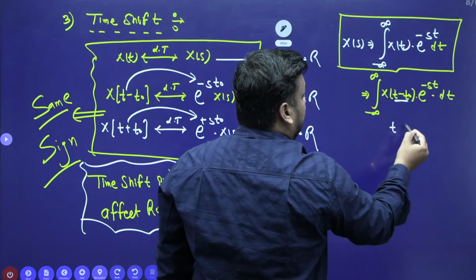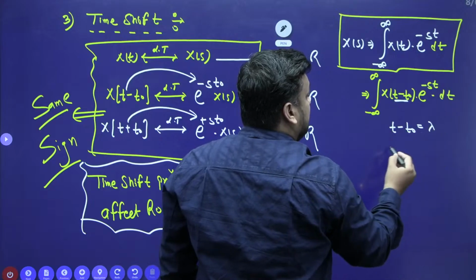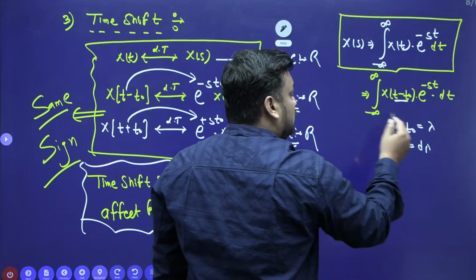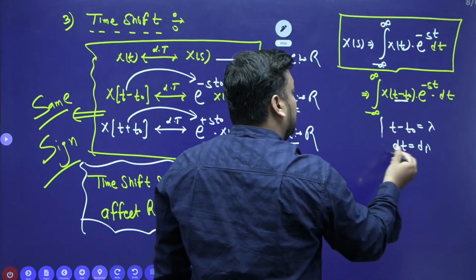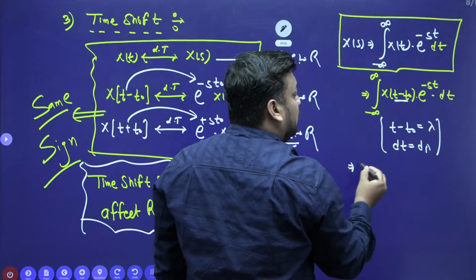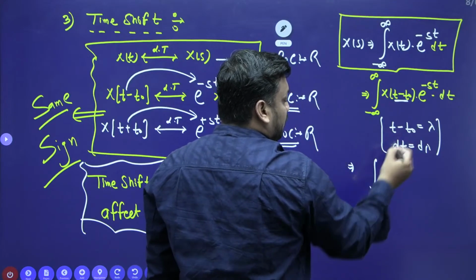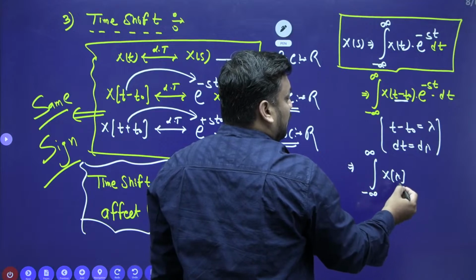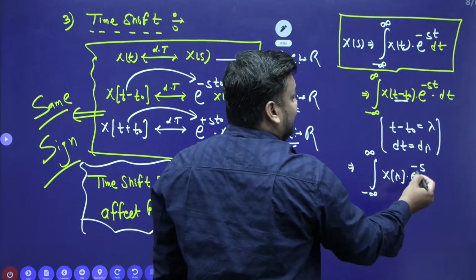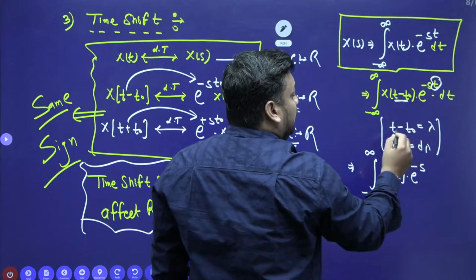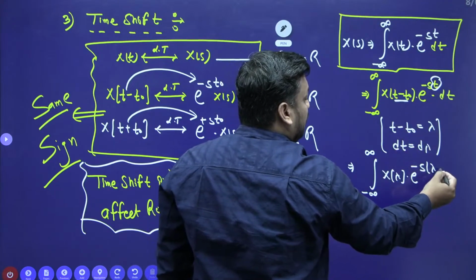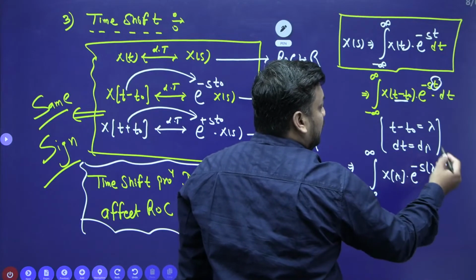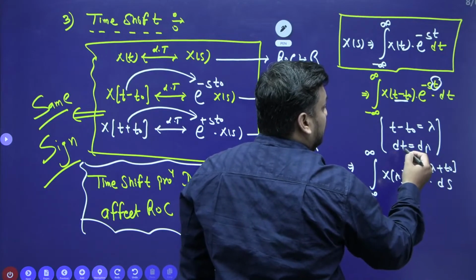I put t - t0 equal to lambda. If you differentiate both sides, you get dt equal to d lambda, because the derivative of a constant is zero. With this substitution, the limits remain minus infinity to infinity in lambda. Here you can write x(lambda) and e^(-s...). Now this t becomes lambda plus t0, and dt is nothing but d lambda.